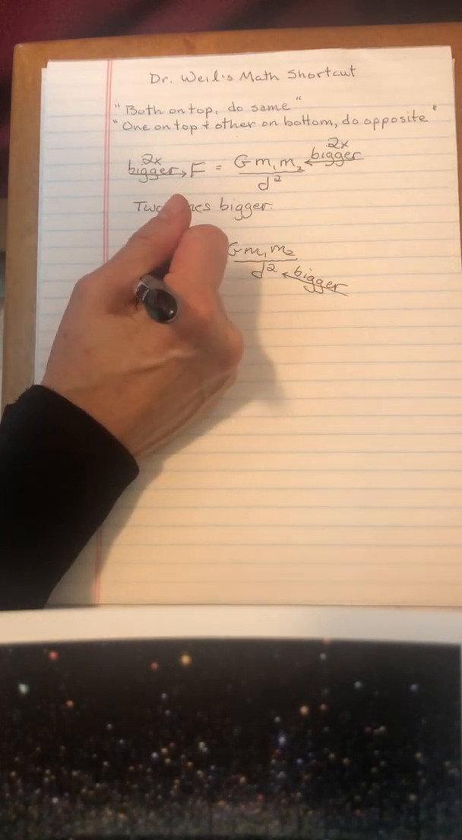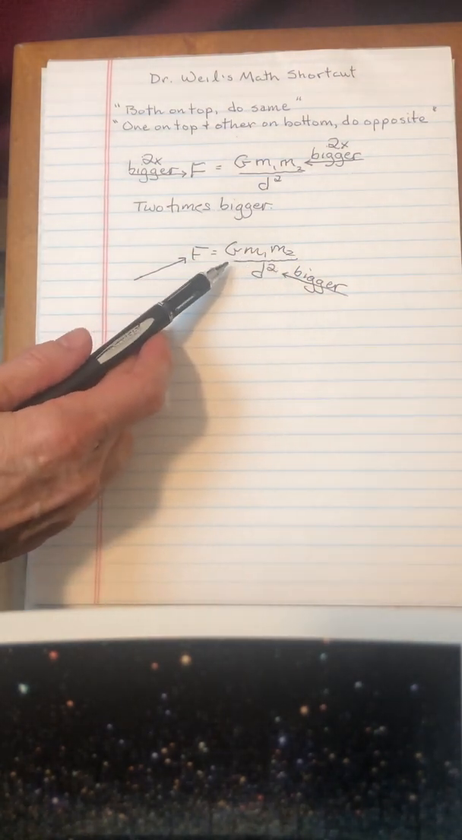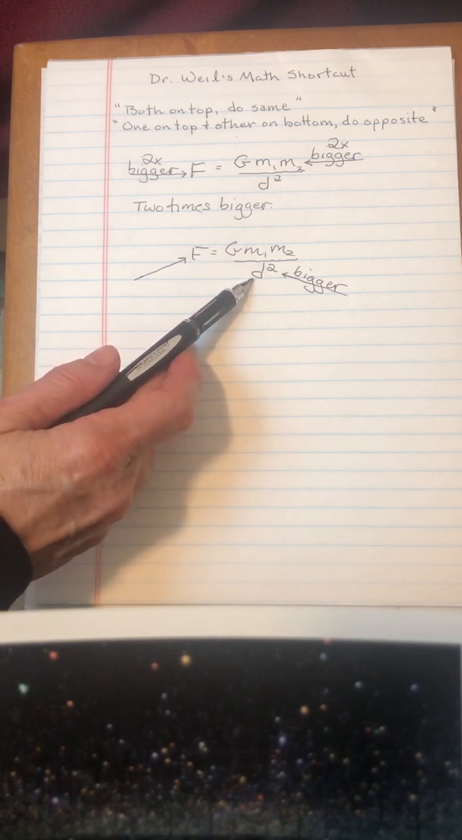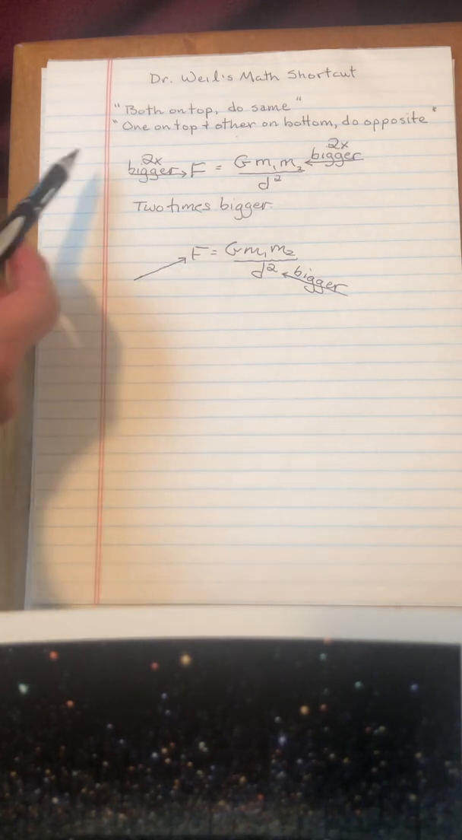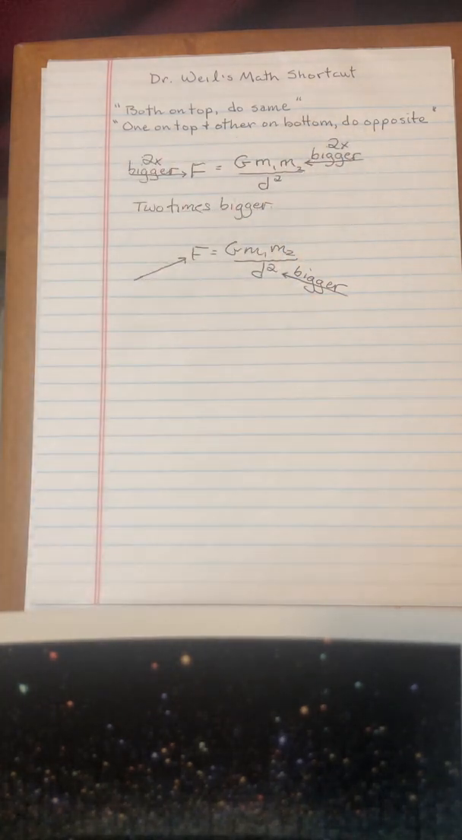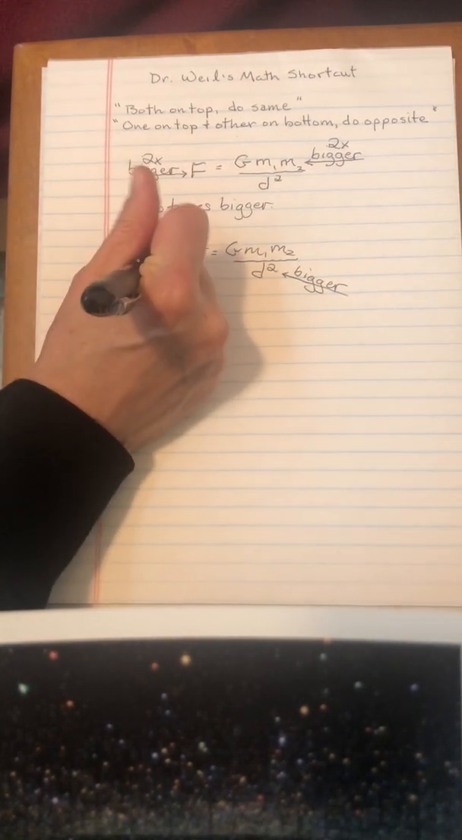So now you can point an arrow at force, and you look at the distance. It's underneath the dividing line. It's on the bottom. Fancy term for that is in the denominator. Force is still over here on the other side of the equal sign on top. So now we have one on top and the other on the bottom. They must do the opposite. So if the distance gets bigger, the force must get smaller.